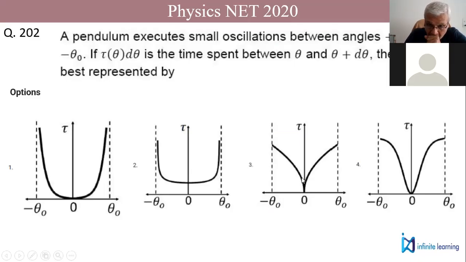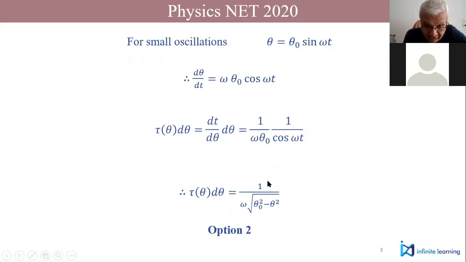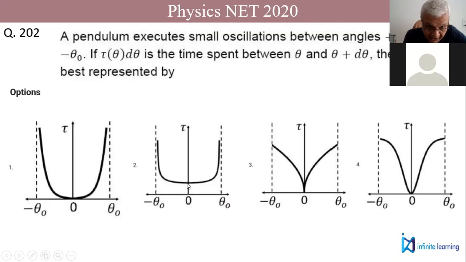So option 3 and 4 are ruled out because they don't become infinite. Then out of 1 and 2, you look at theta equal to 0. Is it 0? No. It's not 0 at theta equal to 0, correct? It is 1 by omega theta 0. So it's finite. It's not 0. So first is also ruled out. And therefore, second is the best possible choice.